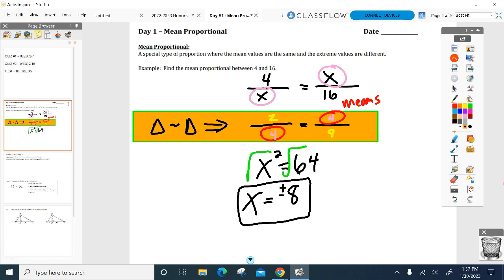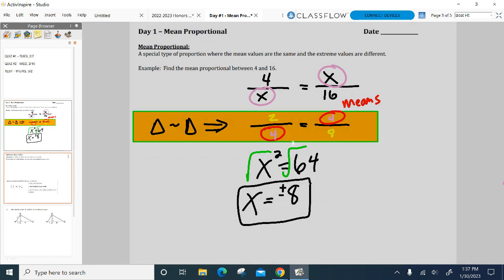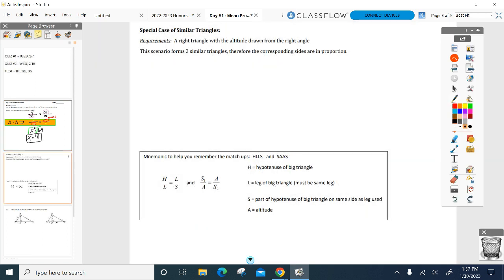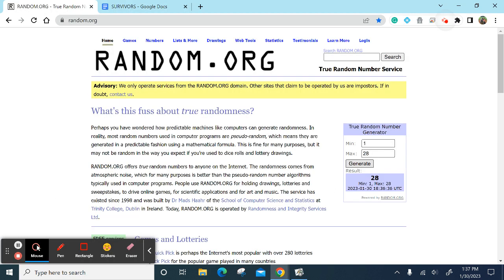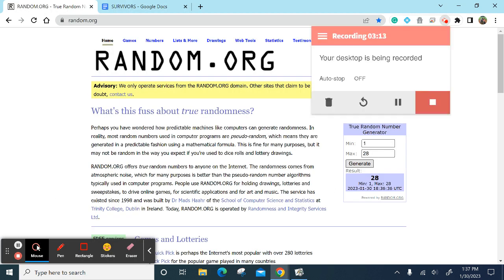Let me show you how we're going to use it in triangles now. Right away. Yep, right away. Why not? Sure. Just the first day of a new topic.